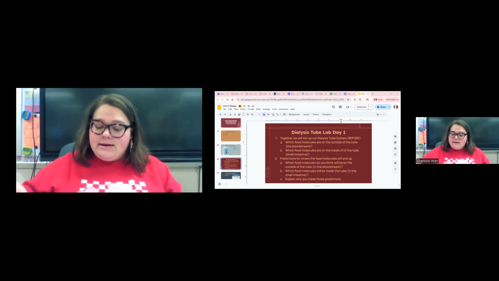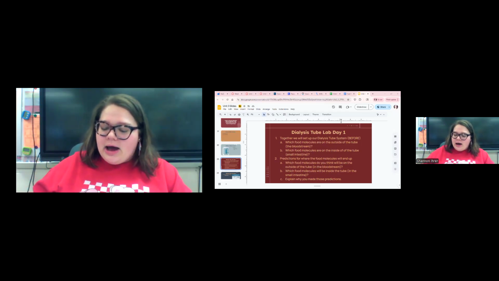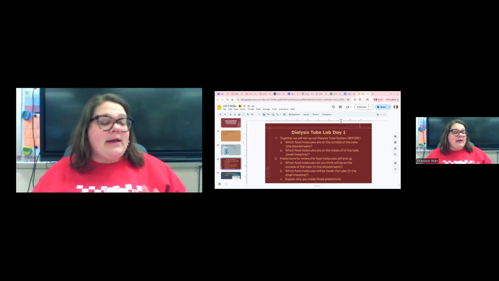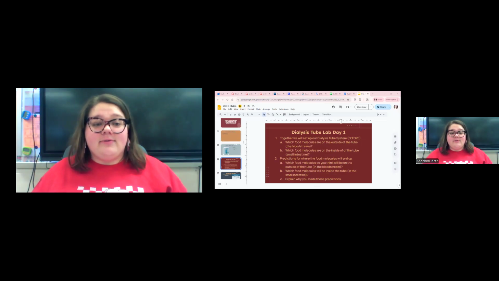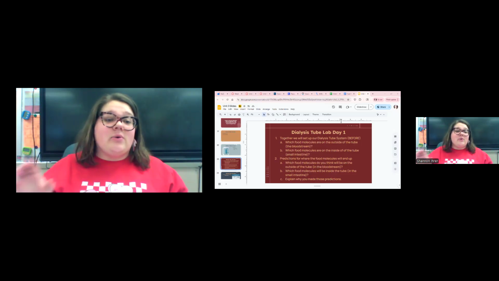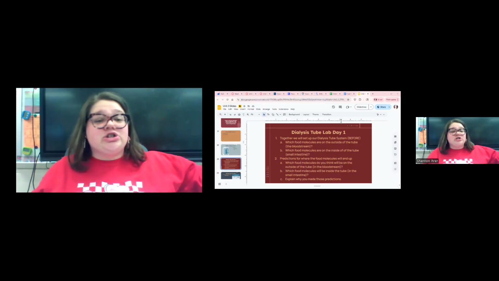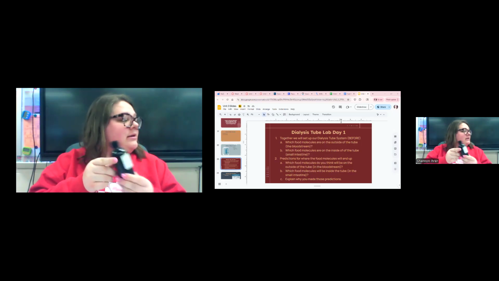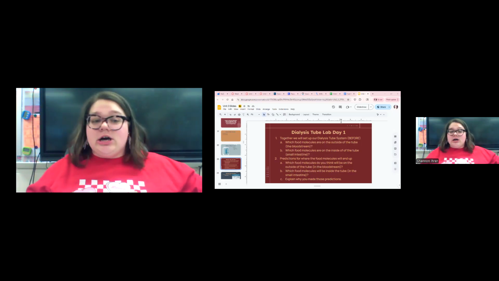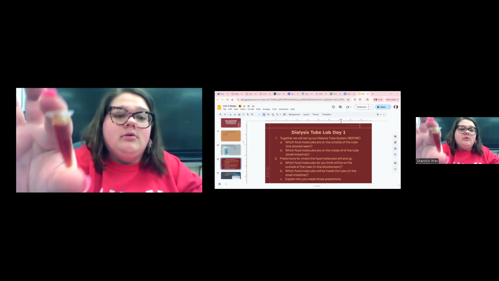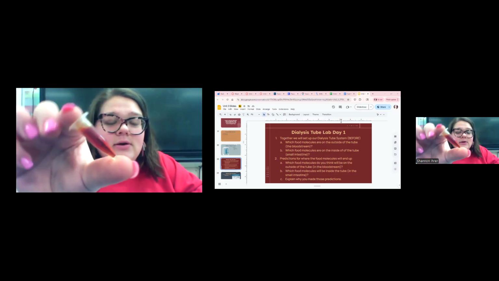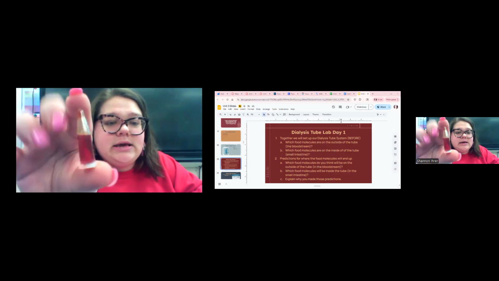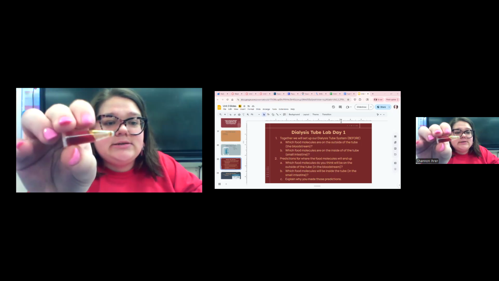Now we're looking at part 3. It says, what do iodine and Benedict's look like with just water? Iodine and Benedict's are both indicators, meaning that they tell you if something is present. Iodine is going to indicate whether starch is present. It comes in a dark glass jar like this. When it is just in water, it looks like this. Write down what color you see when iodine is just in water.